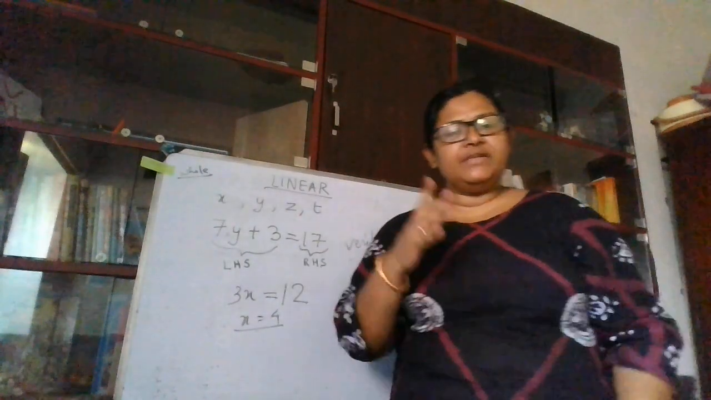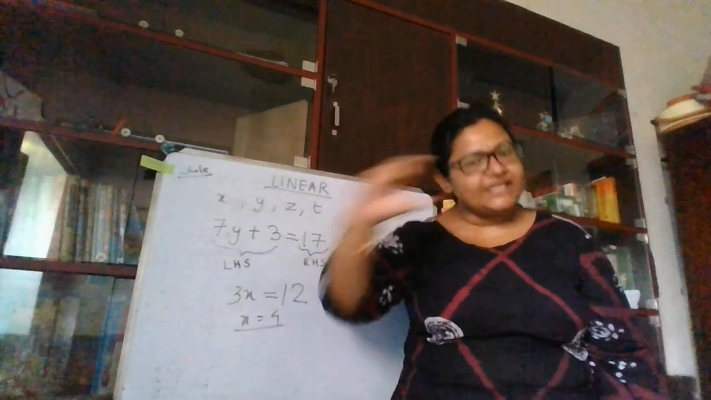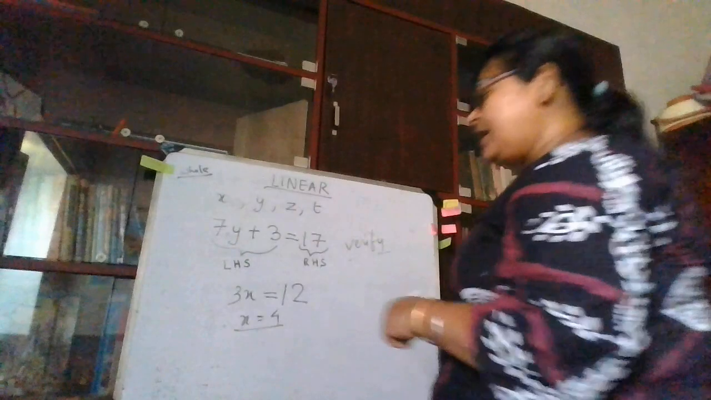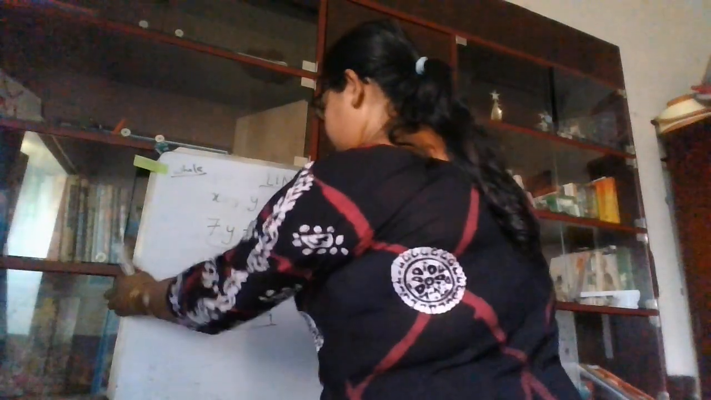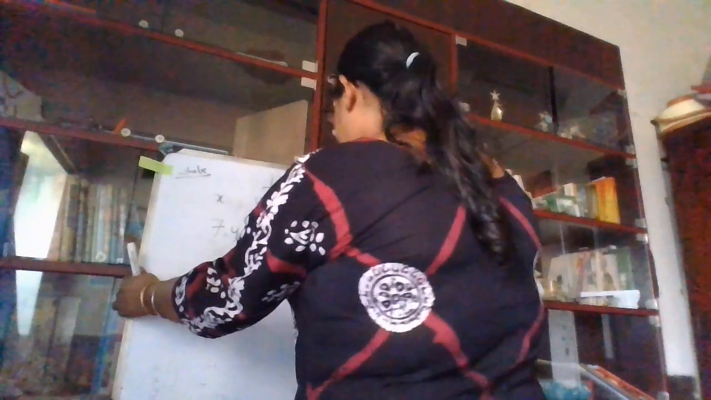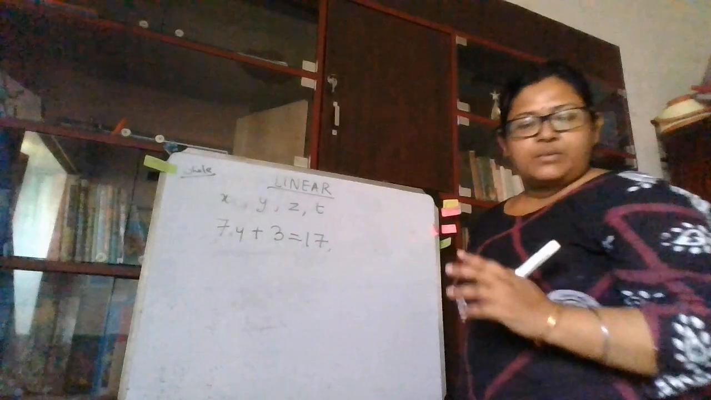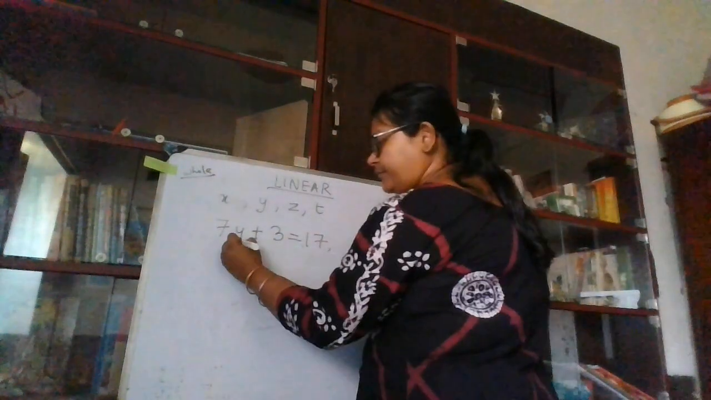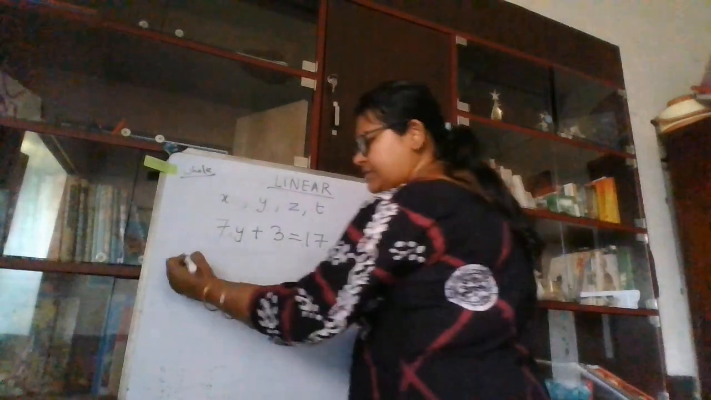For now, we will just learn how to verify an equation, and if a statement is given, how to write an equation. Alright, let's keep this as an example: 7y plus 3 is equal to 17. Now, how are you going to write this in the form of a sentence? There are many ways of writing. Let's talk about the different possible ways.